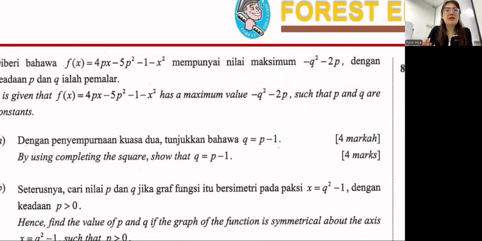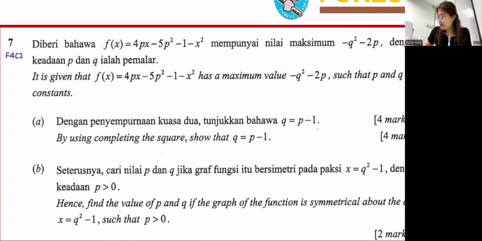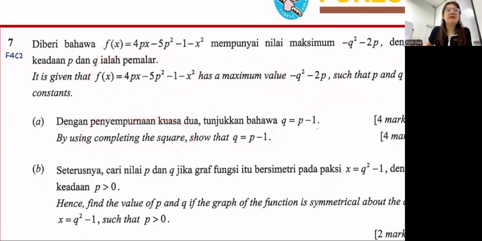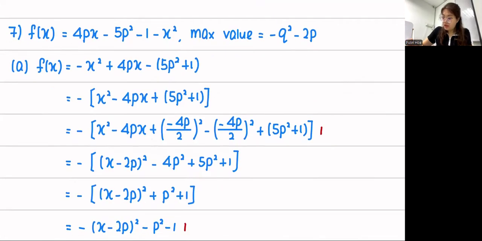Students, when you see this kind of question, don't be scared and think, teacher, how to show this? I never learned. My dear friend, you might be given the way to solve. They ask you to use completing the square. You do completing the square, and later on you will get this. Let's see. So f(x), when this is a negative value, you have to take it out. After that, you do your completing the square.